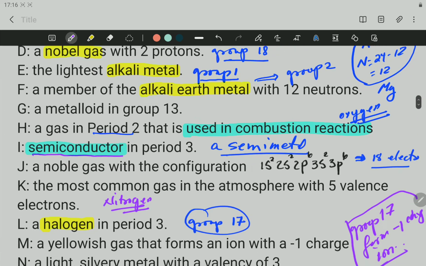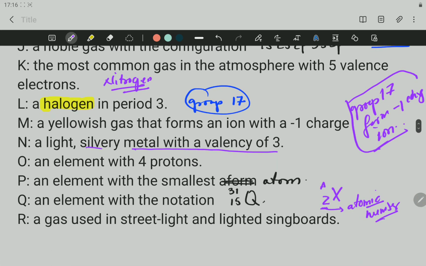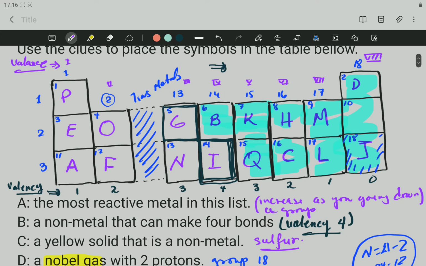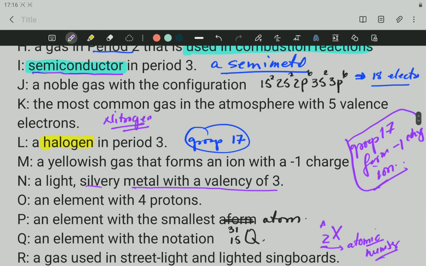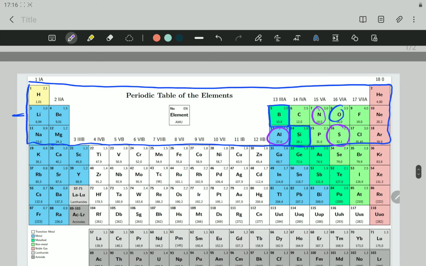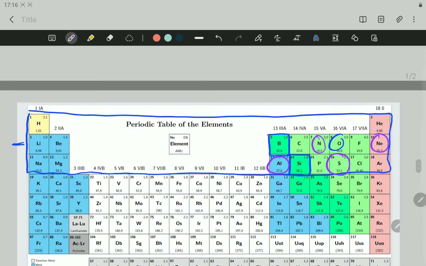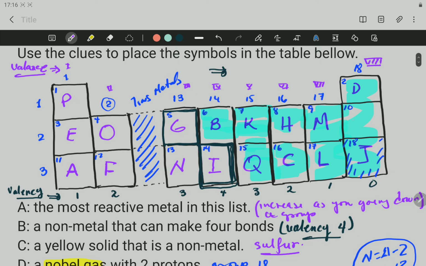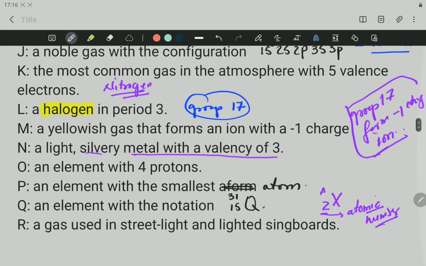All right, and then the final one is a gas used in street light and lighted signboards. So this one is helium. The gas used in street light and lighted signboard is going to be helium, and helium is going to be number 10. You can see here in the periodic table it's neon, no helium, it's neon. The light used in the street is neon, no helium. So that one is for R, and it is the last one right here. That is R. The light used in street light is neon, no helium.